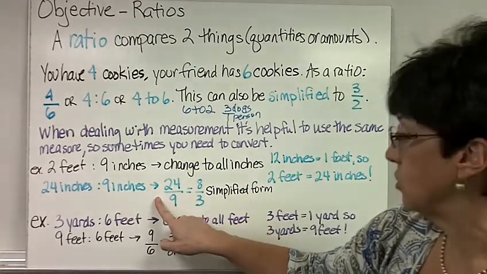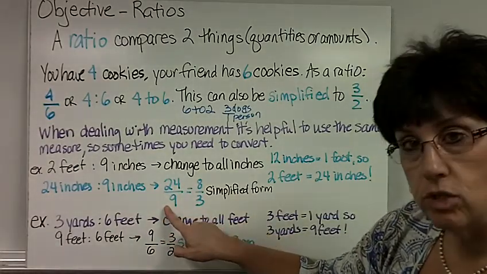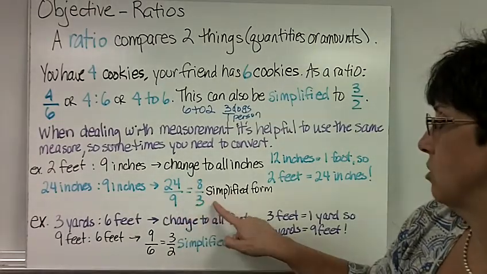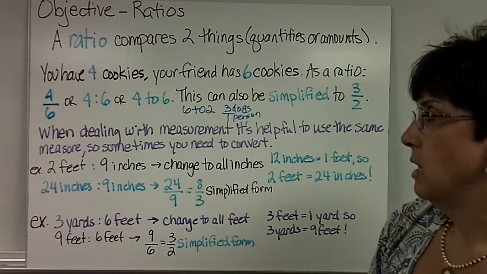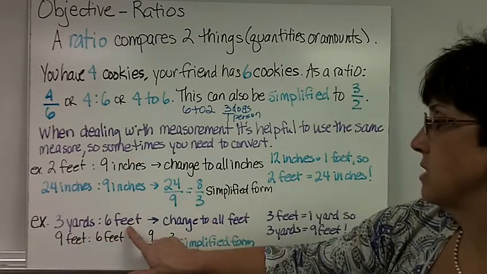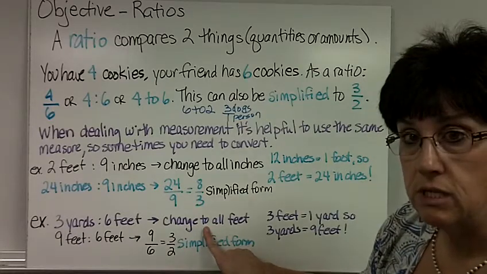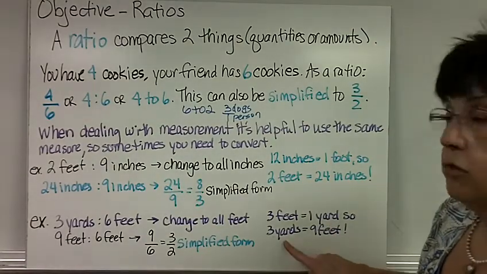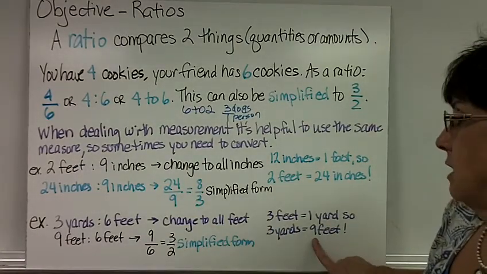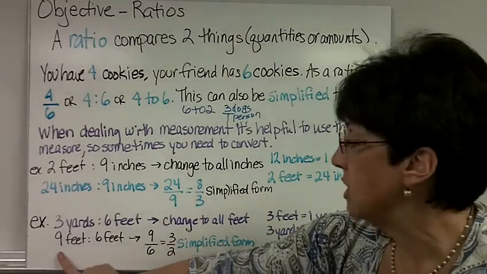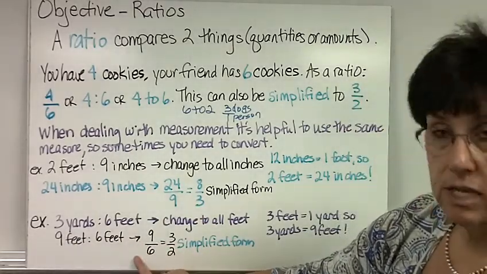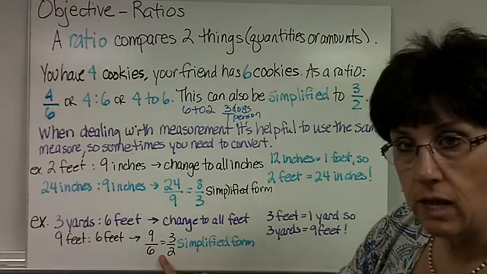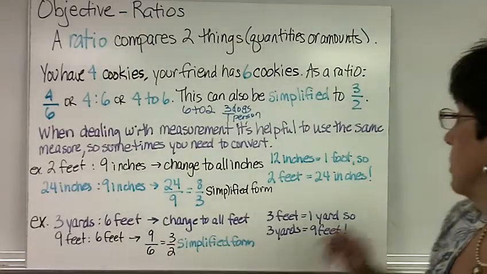I'm going to change it to fraction form, 24 to 9, and then I'll simplify it. Divide each piece by 3, and I'll get 8 to 3. So there it is in simplified form. Let's do one more example. 3 yards to 6 feet. I want to change this all to feet because feet are smaller than yards. You know that 3 feet is 1 yard, so 3 yards, 3 times 3, is 9 feet. Now my ratio is 9 feet to 6 feet. I'll write it as a fraction because it's easier to do it that way. And then I'll simplify it, divide each by 3. I'll get 3 to 2. Here's my simplified form.